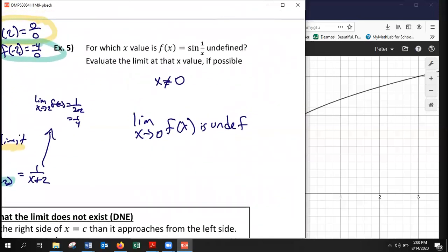Here, if I want to know the x value where sine of 1 over x is undefined, well, sine of x is actually continuous everywhere. So sine of x is continuous, which means our only discontinuity is going to come from what's inside that sine function. Let me go ahead and highlight it rather than circle that. So when x equals 0, we end up with a discontinuity.